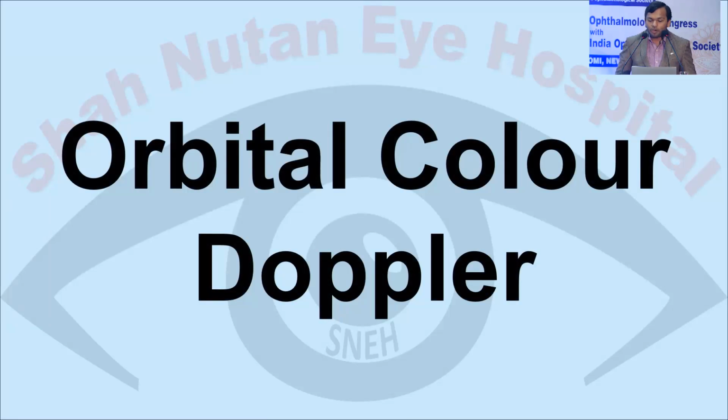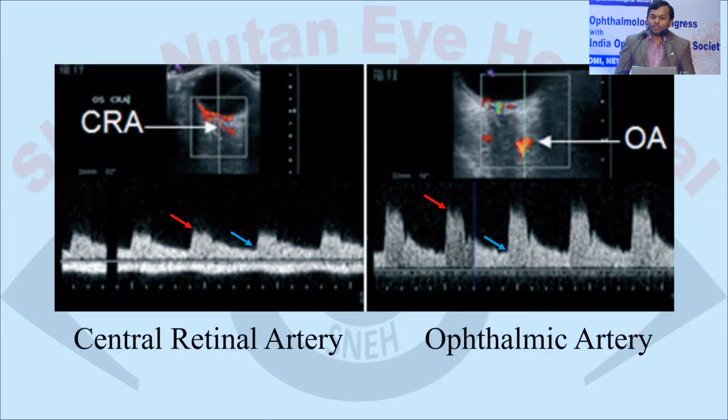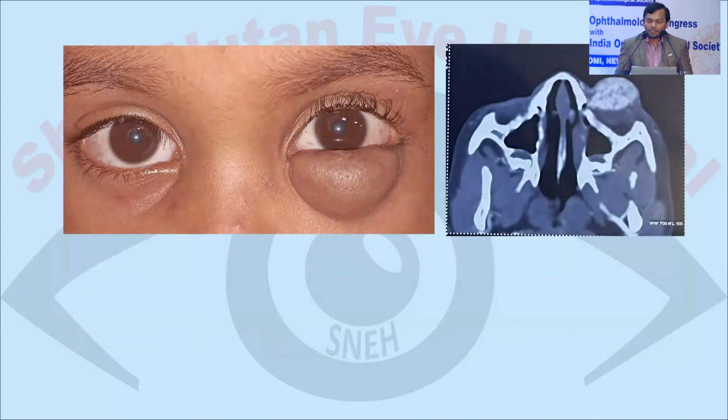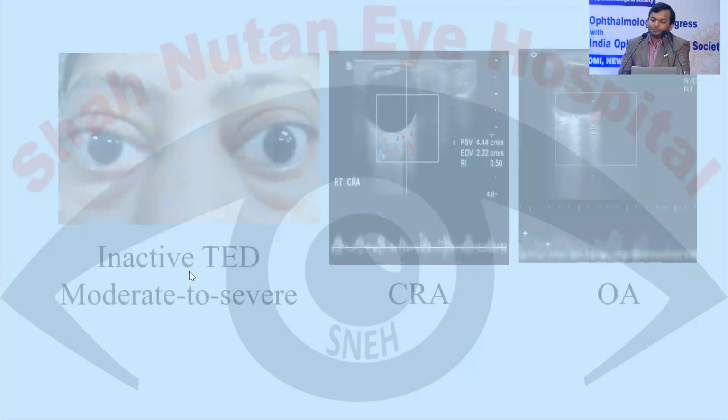Now moving on to the perfusion studies of the orbit. Here we have orbital color Doppler. So here we can analyze the central retinal artery or the ophthalmic artery mainly, and they are localized with the help of the radiologist. So this case again, ma'am has already shared, it turned out to be an arterial malformation, and the Doppler showed a definite arterial waveform.